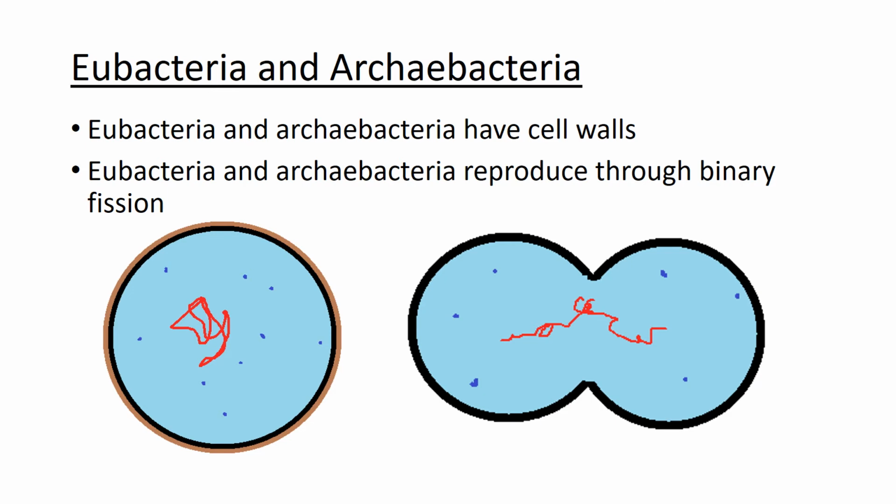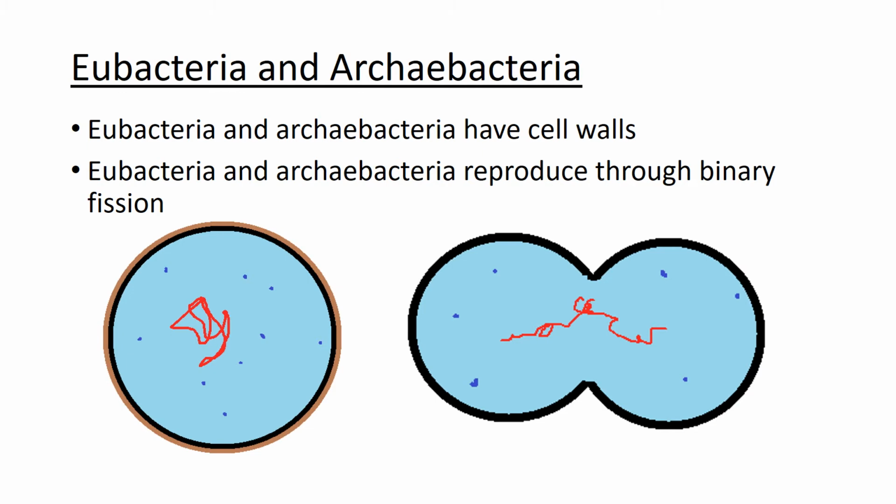Eubacteria and Archaebacteria have cell walls. There are a few exceptions, but it's a very small number of exceptions. So virtually all Eubacteria and Archaebacteria have cell walls. The image on the left is an image of a bacterium with a cell wall. The brown on the outside is the cell wall, and the black on the inside, that's the cell membrane.